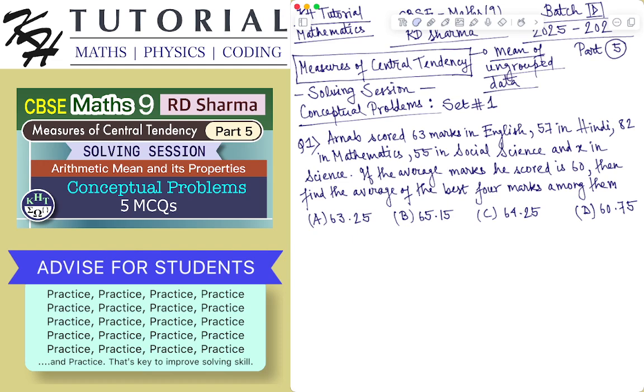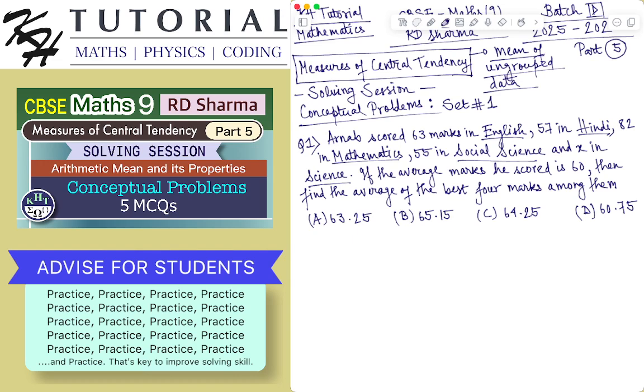So there are how many subjects? English, Hindi, mathematics, social science, and science. So there are 5 subjects. Finally, we have to find the average of the best 4 marks. Okay, so the average of the 5 subjects is given to be 60.